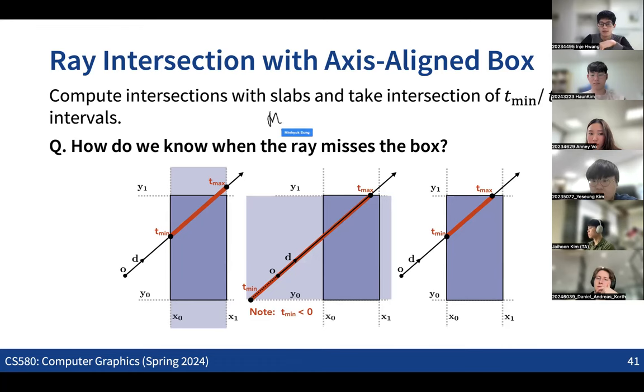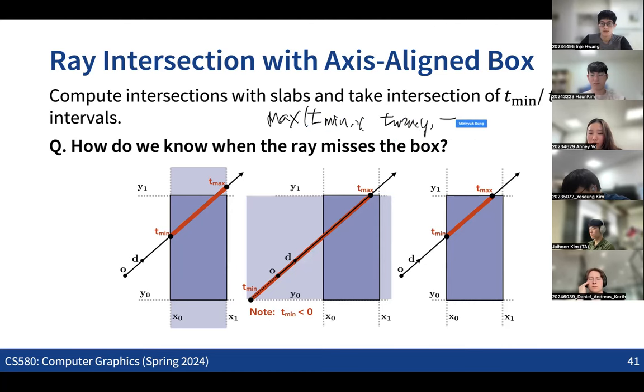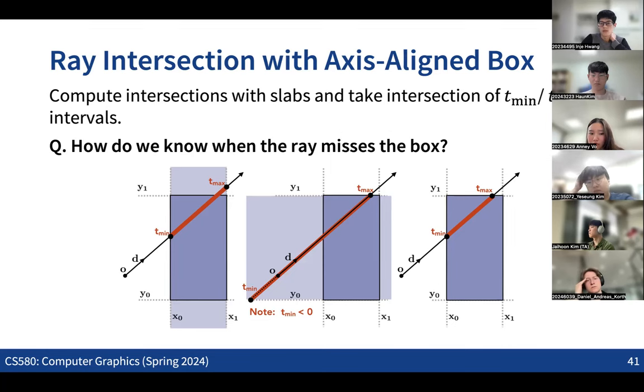Basically, if the maximum of all the t min values for each of x, y, and z is smaller than the minimum of the t max for each of the axes, then we have an intersection between the ray and the bounding box. We are running out of time, but I recommend you check out how to find the intersection between the ray and axis-aligned bounding boxes based on the three ranges defined by the three slabs for each axis.